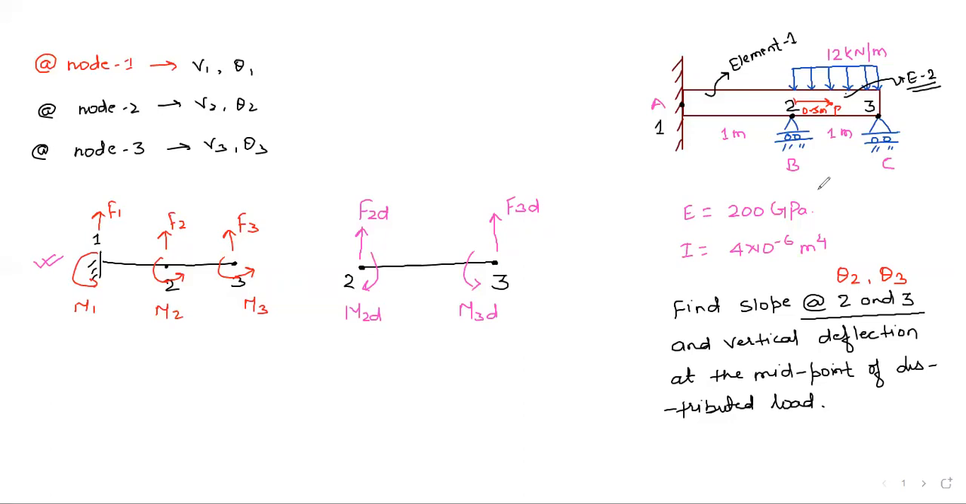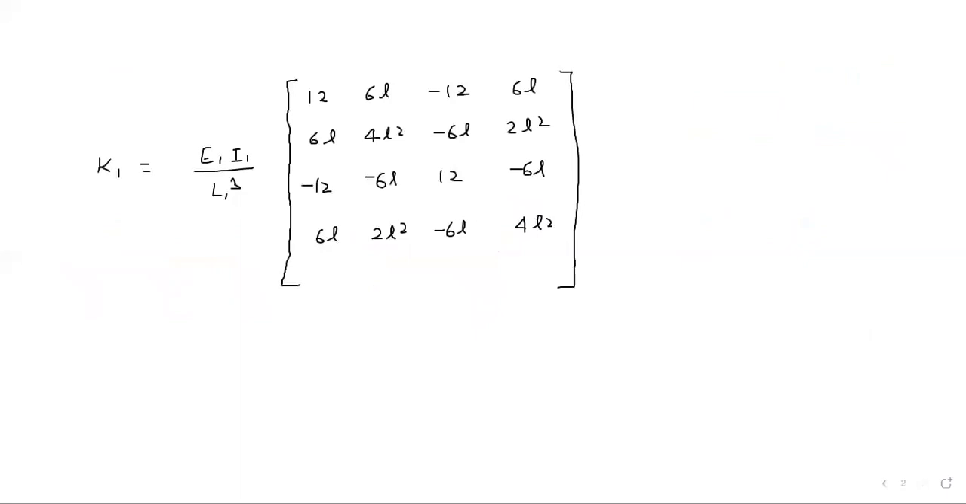So let us write the K1 and K2 value. After putting all these values of E, I and L, we will get K1 and K2 as, let us write K1 value. K1 value will be equal to 8 into 10 to the power 5 into 12, and L value is 1, so 6 into 1 will be 6 only, right? So 6, minus 12, 6, then we will have 6L squared again 4, then minus 6, 2, then we will have minus 12, then minus 6, 12, minus 6, 6, 2, minus 6 and 4.